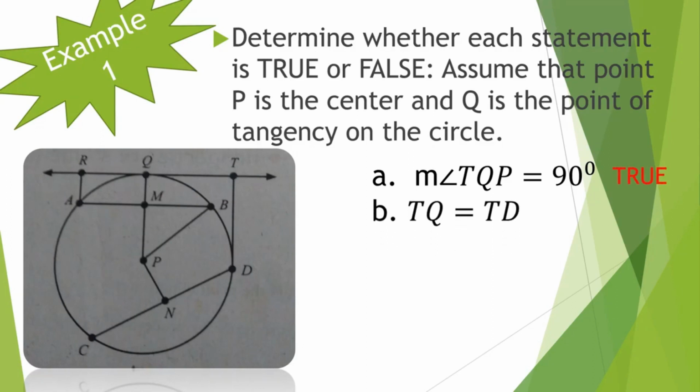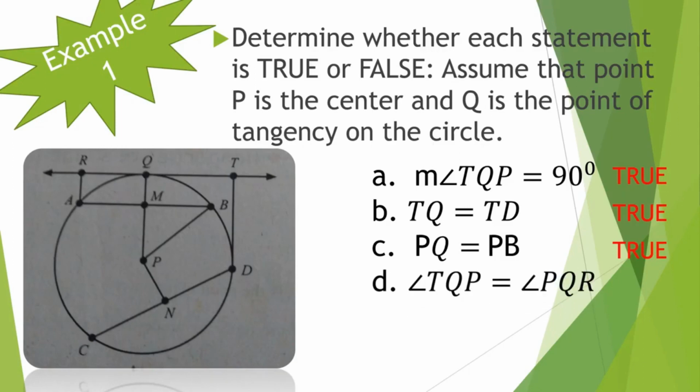Now letter B: line segment TQ is equal to TD. Yes, this is true because according to the second property, two segments from the exterior point drawn tangentially to the circle are congruent. That's true. And how about letter C? PQ and PB, are they equal? Yes, it's true. What's the reason? The two are radii of the circle.